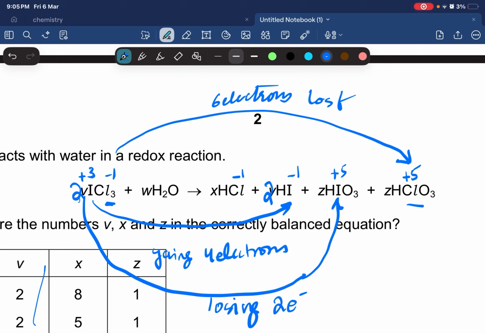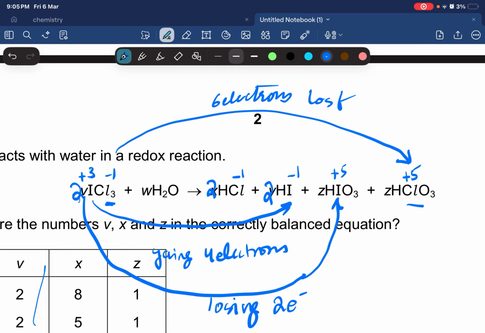And now are my chlorines balanced? I have 3 chlorines here. So, and I add a 2 here. Okay, and then what do I do? I balance my oxygens and hydrogens. Now my gain and loss is equal.